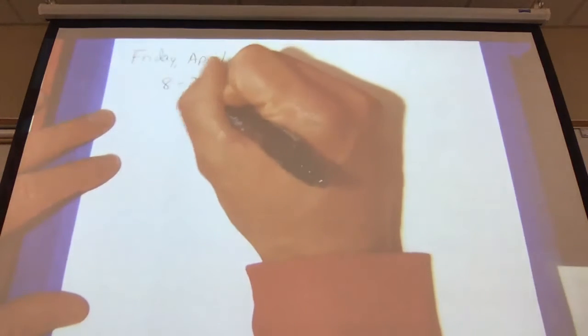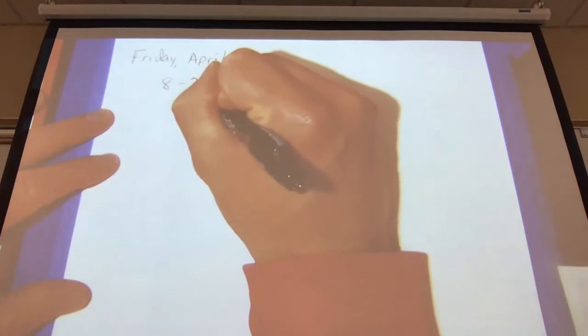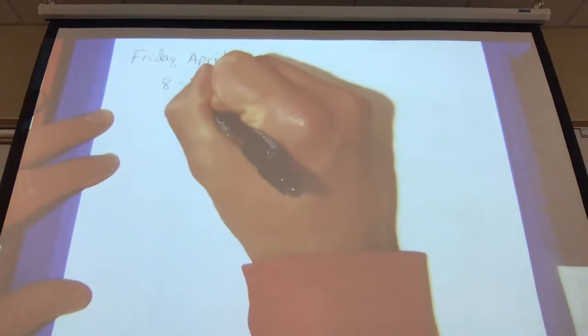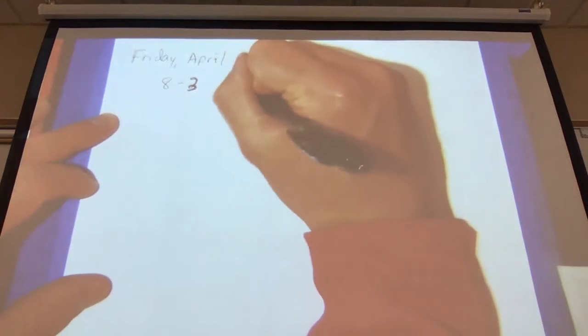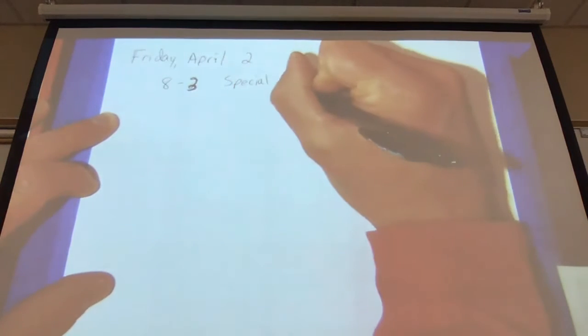Oops, I put the wrong number here. This is 8-3. And normally I don't label the name of the section, but I'm going to do it today. Section 8.3 is over special right triangles.